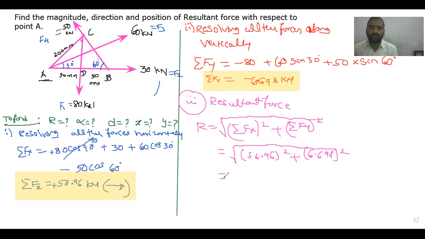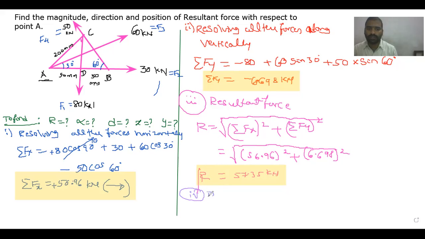Next, you can find the value of R. All of you find this value of R. So R you are getting is 57.35 kilonewton. Okay, this is the value of R. So the magnitude is over.